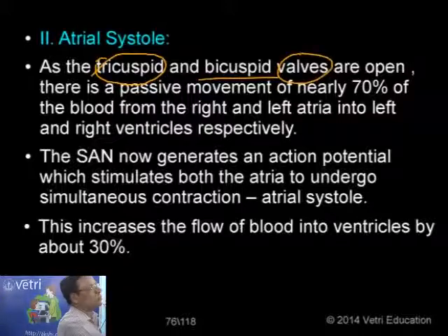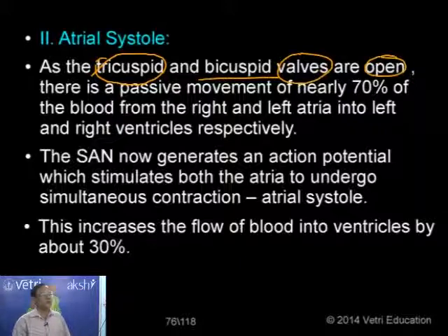Now, during this process, these two valves open, and because of the force, without any contraction of the atrial wall, nearly 70% of the blood, about 2/3 of the atrial volume, passes into the respective ventricles from the left and right atria into the left and right ventricles. This is happening by passive movement. There is no contraction of atria.